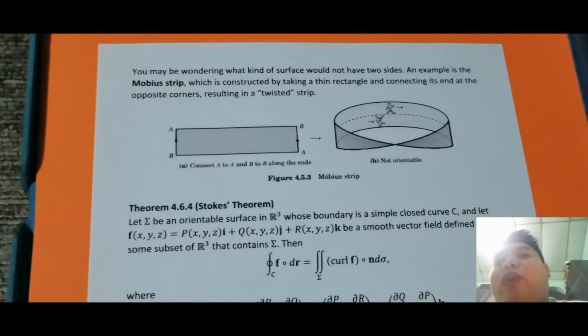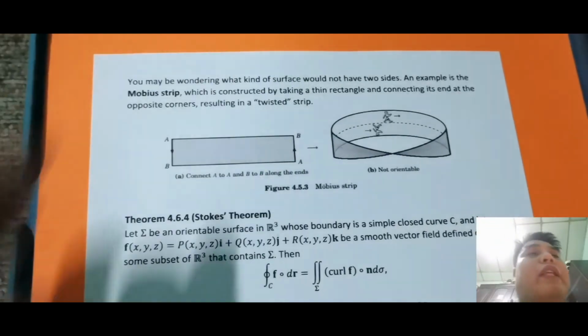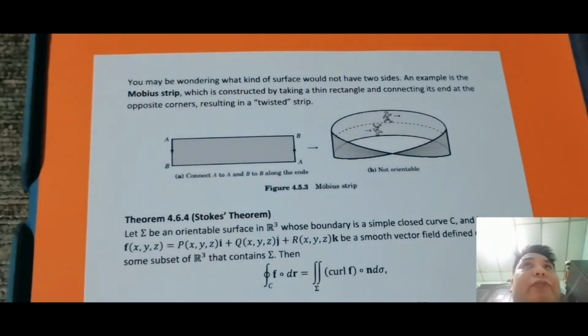You may be wondering what kind of surface would not have two sides. So, ayun nga, anong klaseng surface yung walang two sides? So, sphere, wala namang side yun eh. So, ayun nga, hindi natin pwedeng ma-conclude. Si circle ba may side? So, may circumference siya, pero I don't know kung consider natin na side yung kanyang circumference or what.